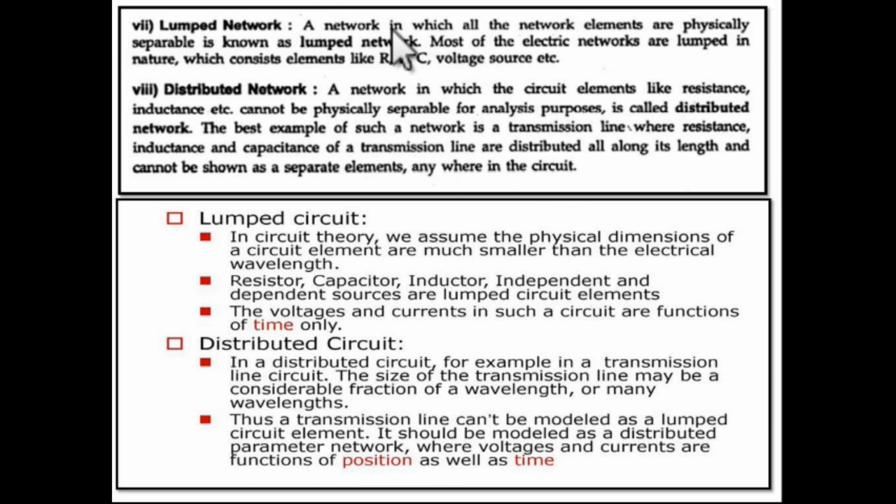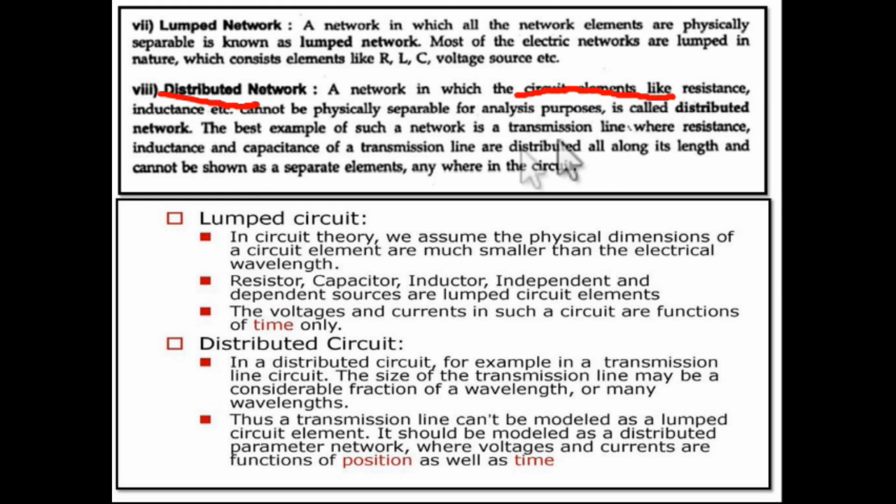Okay, so see here, what is a lumped network? So guys, a network in which all the network elements are physically separable is known as a lumped network. Most of the electrical networks are lumped in nature, which consist of elements like resistor, inductor, capacitor, voltage source. So guys, if these are detachable from the circuit, like a bulb can be detached, an inductor or choke coil connected in the circuit can be detached easily from the circuit. A capacitor is connected, you can detach it from the circuit. So these will be called lumped parameters, lumped components.